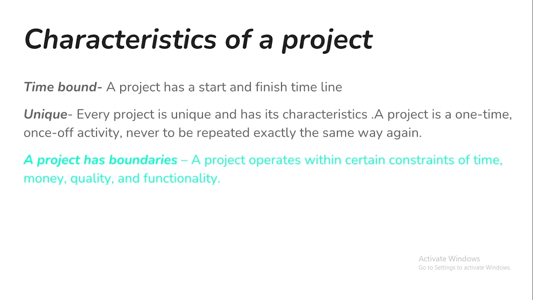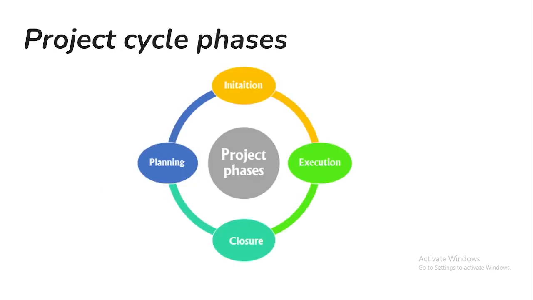A project has boundaries. It operates within certain constraints of time, money, quality, and functionality. So our projects always require the time, the resources, the quality you're going to give them, and the functionality. That is it about the characteristics of a project.